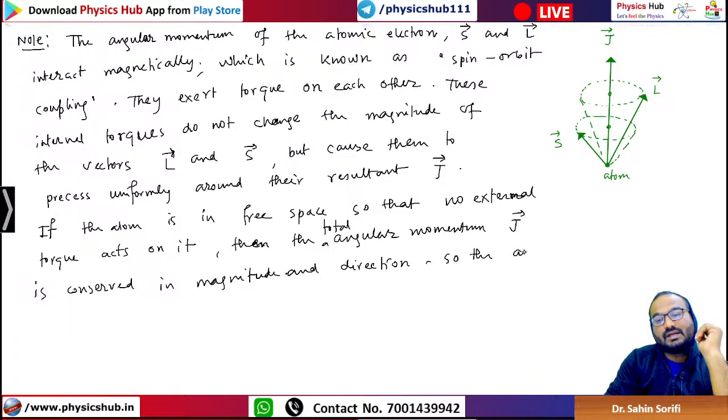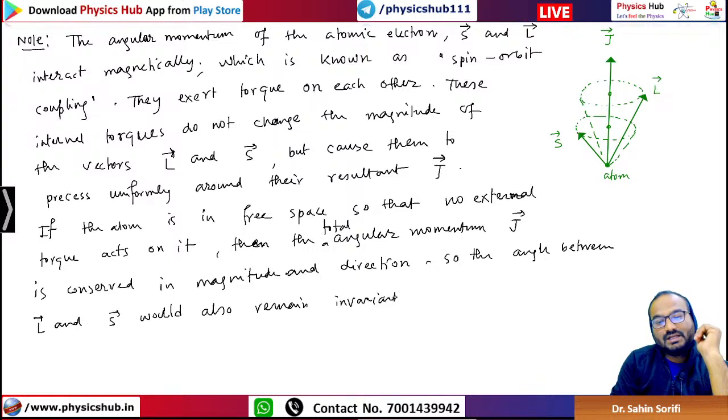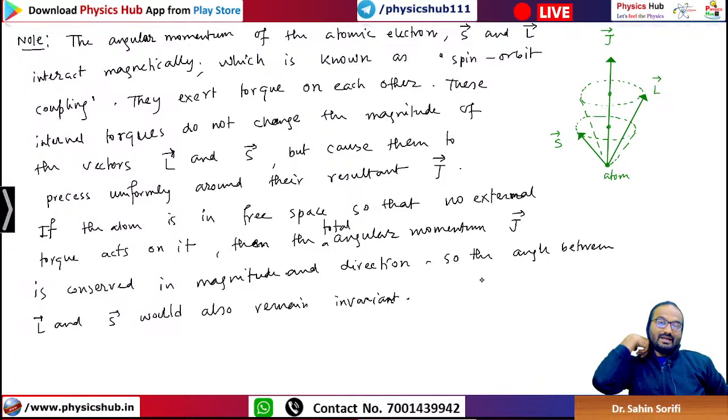And because of that, the angle between L and S would also remain invariant. Do you understand the last line? You can imagine it, J is equal to L plus S. So the angle between L and S comes from L dot S. From L dot S we can get the angle, and as J is constant and the magnitudes of L and S are also constant, theta will also remain constant. Have you understood the last line mathematically? Tell me. Is there anyone who could not understand the last line? Murli, Ajay, Hari, could you understand the last line?